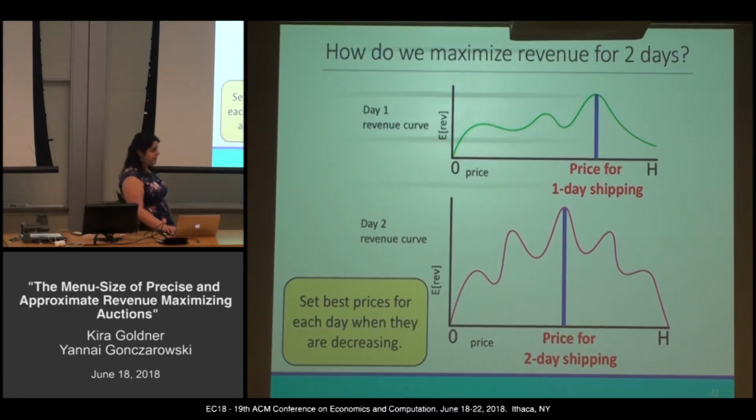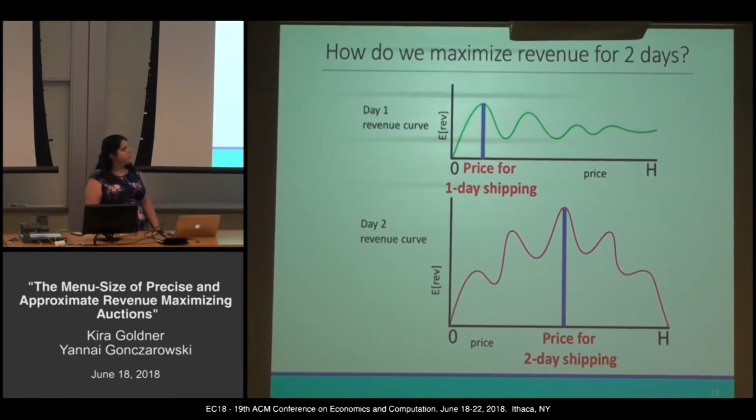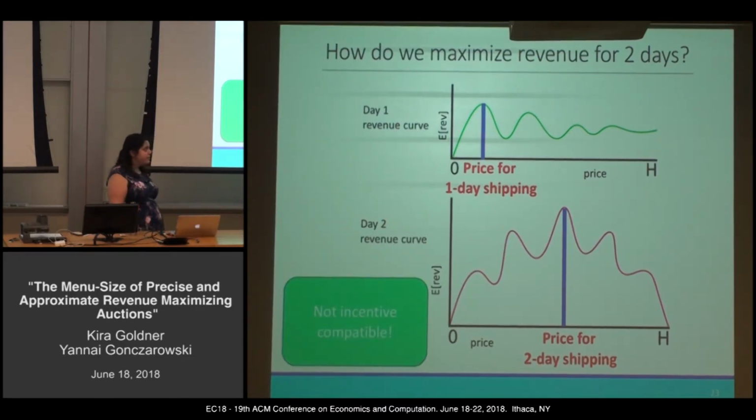However, where does the complexity come in? The complexity comes in if we wind up with a setting like this, where when we separate out our marginal revenue curves, we wind up with a curve such that when we try and optimize them separately, we wind up with a cheaper price for 1-day shipping than for 2-day shipping. So what's the problem here? The problem is that we're not actually getting this revenue. The reason is it's not incentive compatible, because anybody who wants 2-day shipping is perfectly content with 1-day shipping. They're going to go and buy 1-day shipping. It's cheaper. Okay? So this does not correctly tell us the revenue we're getting by reasoning about these revenue curves.